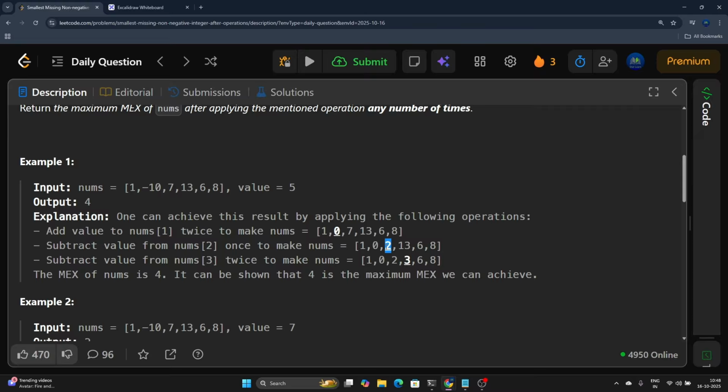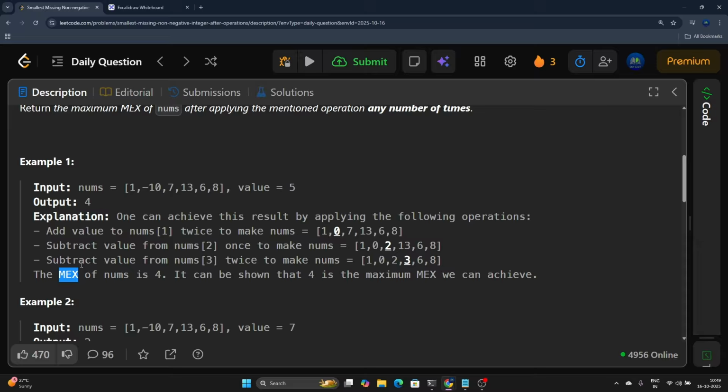Now the answer looks to be 3, but what we can do is we can actually convert this 13 to 3. You just need to perform the operation 2 times. You need to subtract the number 5 from 13 2 times, and this will become 3. So now the array is 1 0 2 3 6 8. Now the answer looks to be 4. You cannot convert any of these numbers to 4 by performing the operation. So your MEX of nums, this particular array, is 4. The maximum value of MEX is 4.